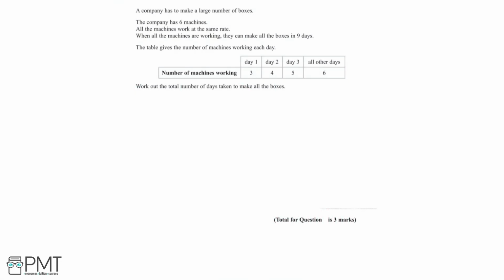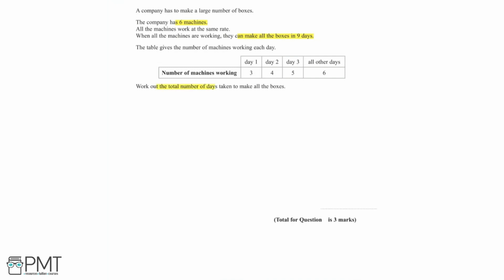In this question, we're told that a company has to make a large number of boxes. The company has 6 machines, and all of the machines work at the same rates. We're told that when all of the machines are working, they can make all of the boxes in 9 days. The table gives the number of machines working on each day, and so on day 1 we have 3 machines working, on day 2 we have 4 machines working, on day 3 we have 5 machines working, and on all of the other days we have 6 machines working. We need to work out the total number of days taken to make all the boxes.